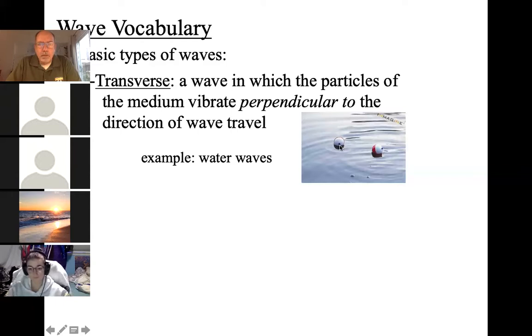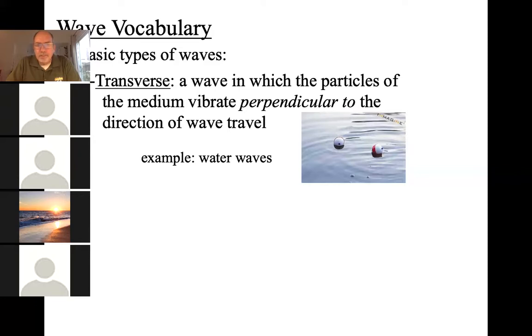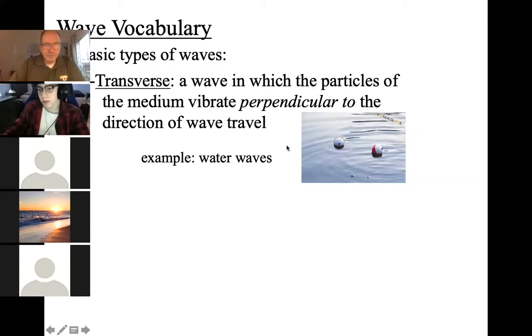Now a bobber is just a visible particle, but each water molecule does the same thing. The water molecules vibrate vertically, while the wave travels horizontally. So the particles of the medium, that is the water and the bobber, vibrate perpendicular to, vertically, the direction of wave travel, which in the case of a water wave would be horizontal. So that's an example of a transverse wave.